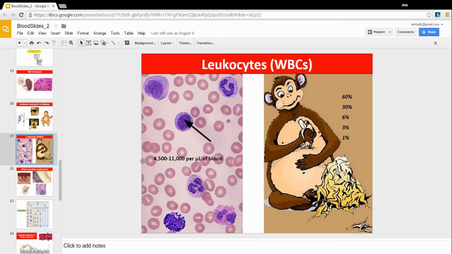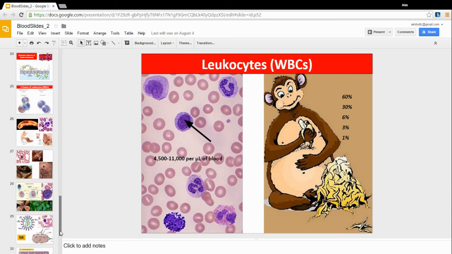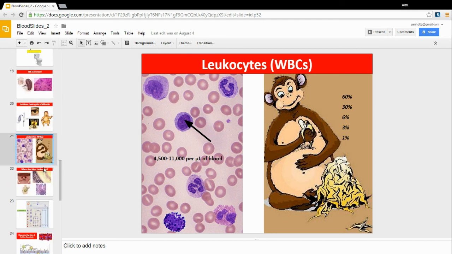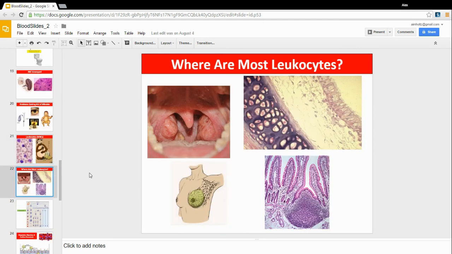Okay, let's talk a little bit about white blood cells in general, and then about these different types of white blood cells. So if white blood cells are not that abundant in the blood, well, where are they? We have trillions of these in the body. They're just not in the blood.